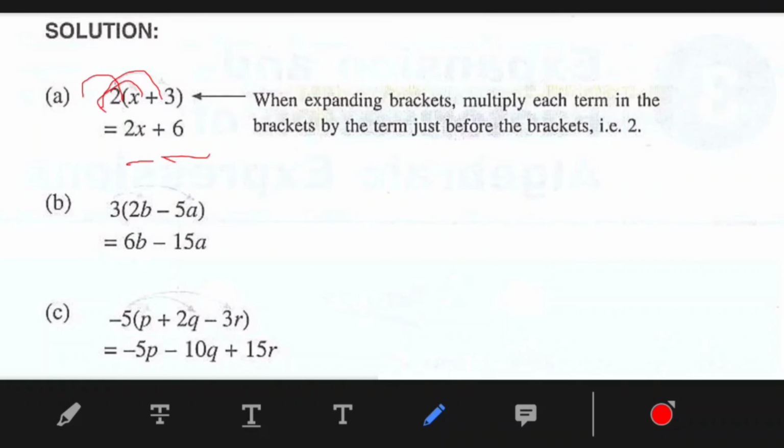For b, 3 outside the bracket, multiplied by 2b. Positive 3 multiplied by positive 2b gives positive 6b. Positive 3 outside the bracket multiplied by negative 5a. Positive times negative gives negative. So positive times negative 5a gives negative 15a.